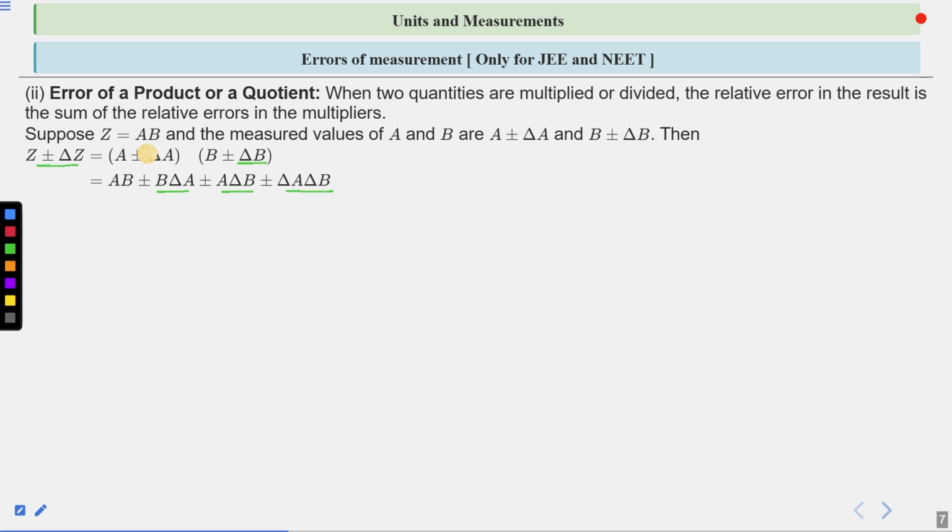So when we solve this, we multiply A into B, so AB, then A into plus minus delta B, so it will be plus minus B into delta A. After that, multiply delta A with B, so it will be plus minus A into delta B and plus minus delta A delta B.